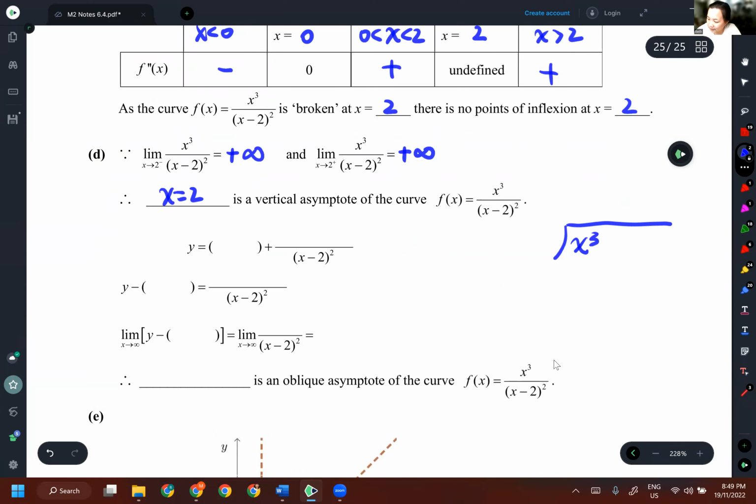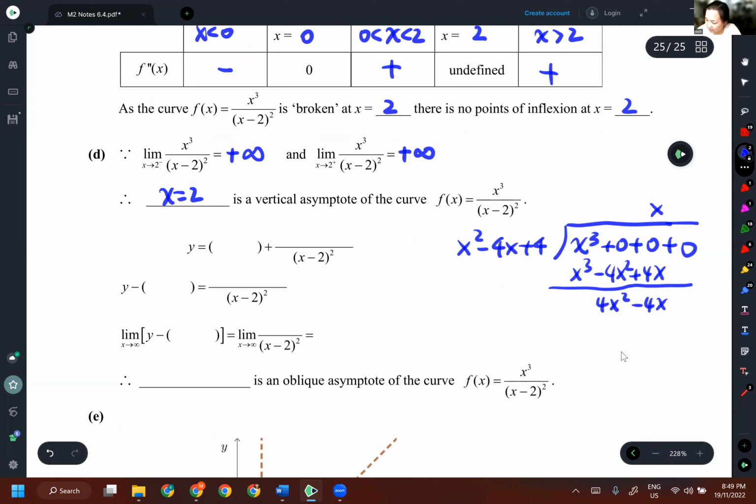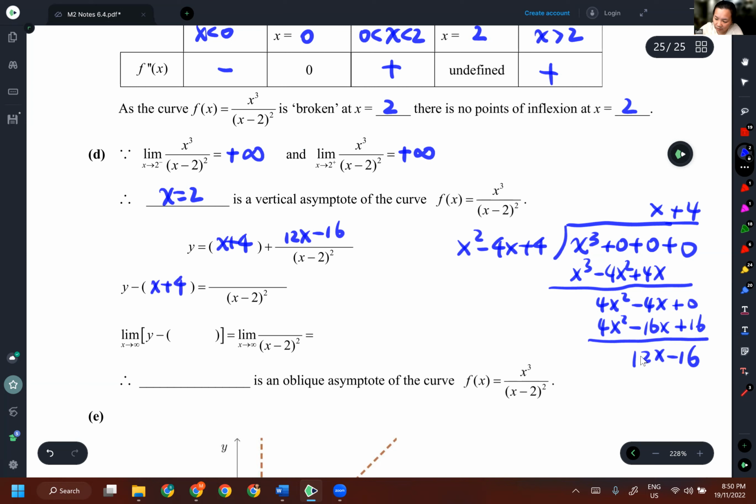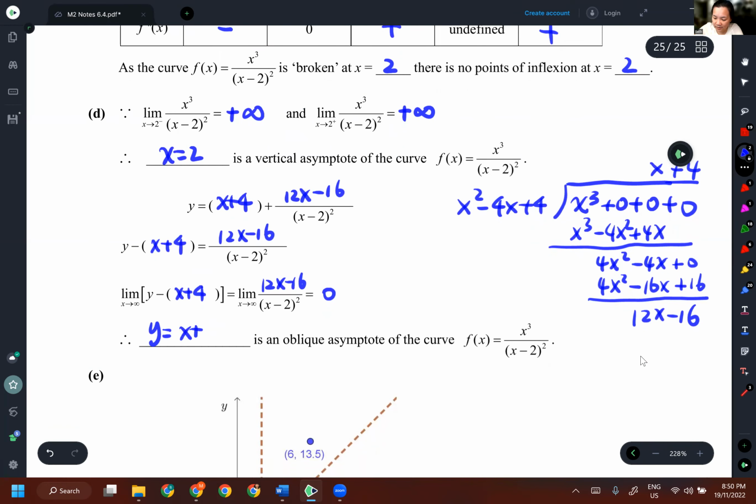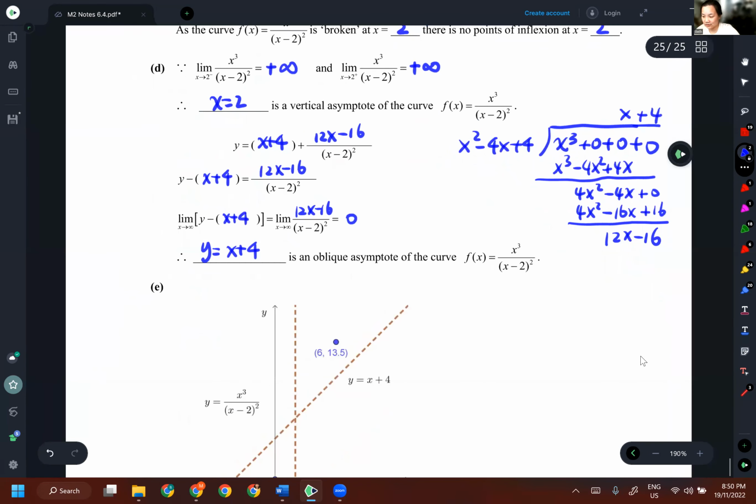x cubed divided by x squared minus 4x plus 4. Okay, and then I'm left with x cubed minus 4x squared plus 4x, then minus 4x squared plus 0, plus 4x squared minus 16x plus 16, leaving 12x minus 16. So here it's x plus 4 with remainder 12x minus 16, and the remainder over the denominator goes to 0. So y equals x plus 4 is an oblique asymptote. That's correct.